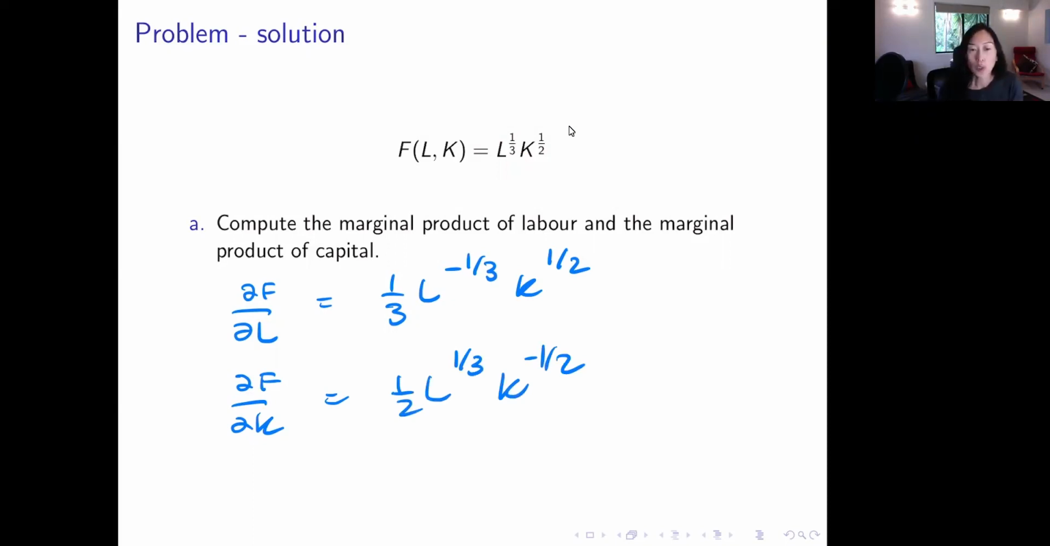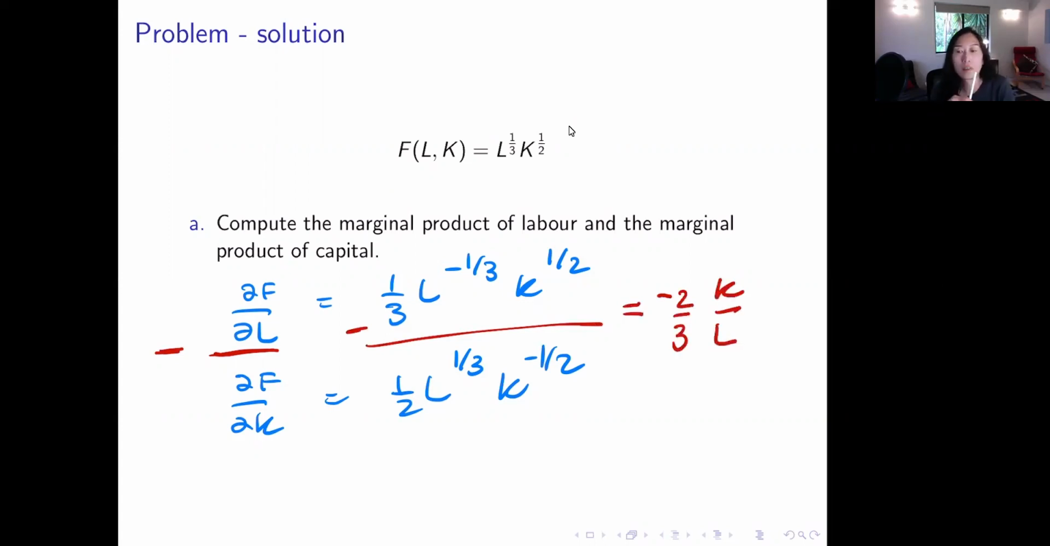So MRTS is pretty much equal to the negative of MPL over MPK. So that gives us -2/3 times K over L. It's very simple, right?